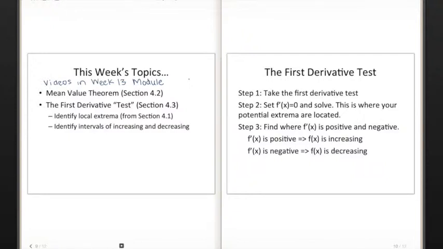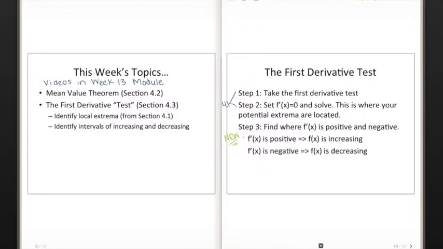And then you will find first derivative test videos from Khan Academy, as well as this video in your week 14 module. You'll notice that some of the content for the first derivative test will seem familiar because the task of identifying local extrema came from section 4.1. In these first two steps that we talk about in the first derivative test, taking the first derivative and setting it equal to 0, that's exactly how we found our local maximums and minimum values.